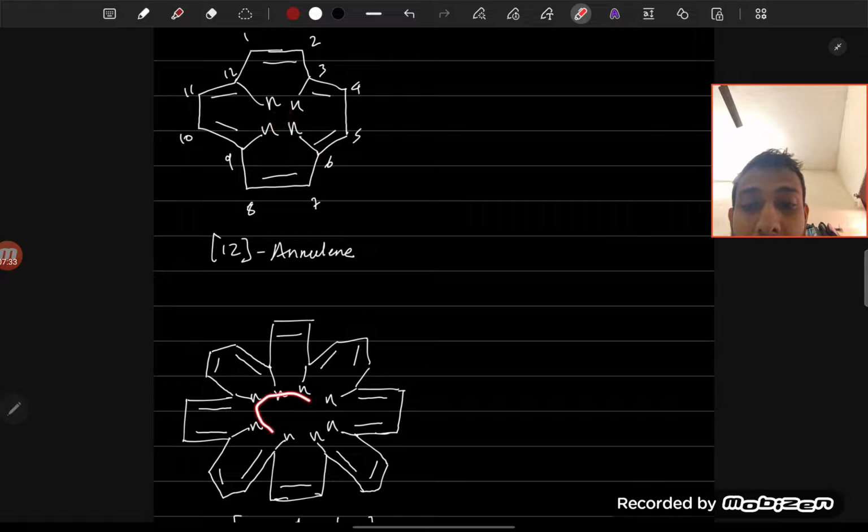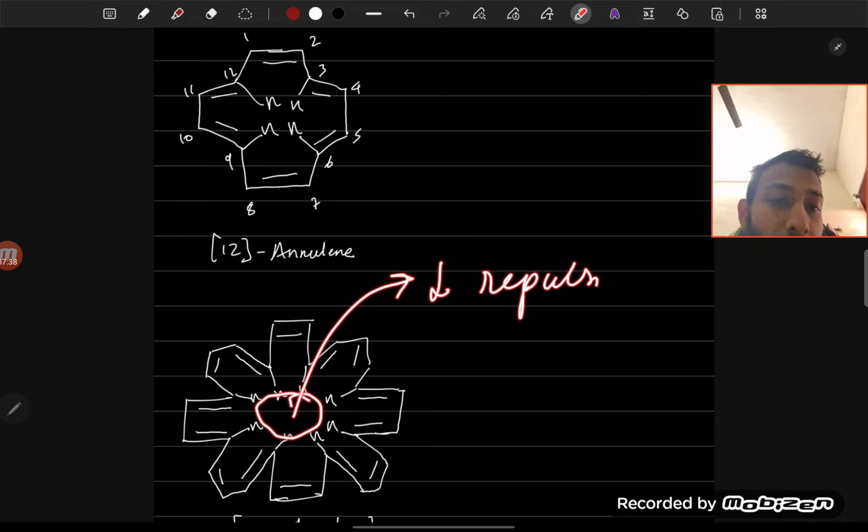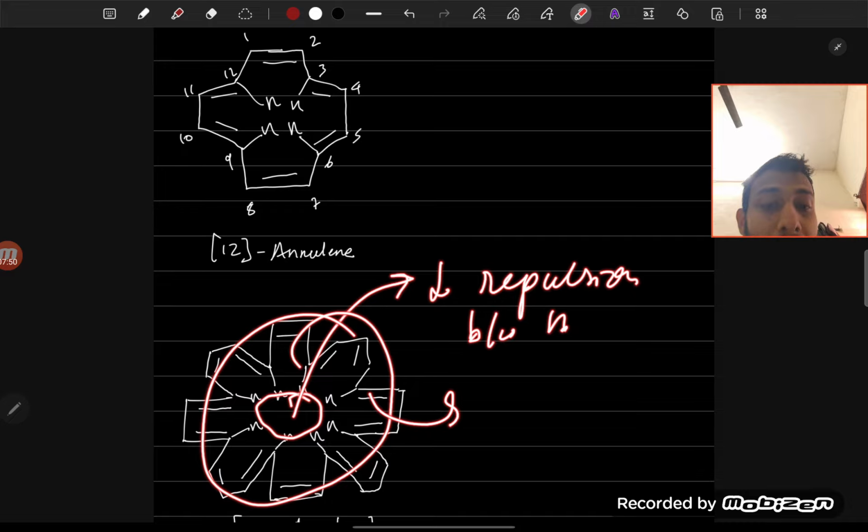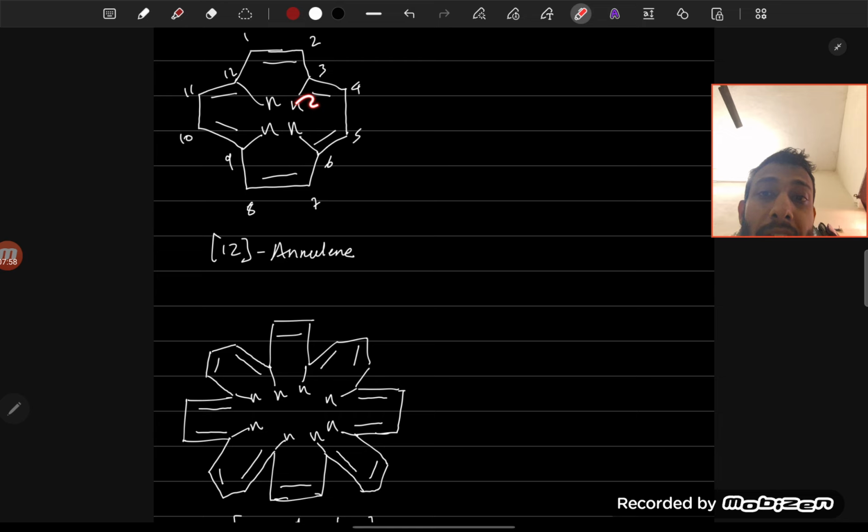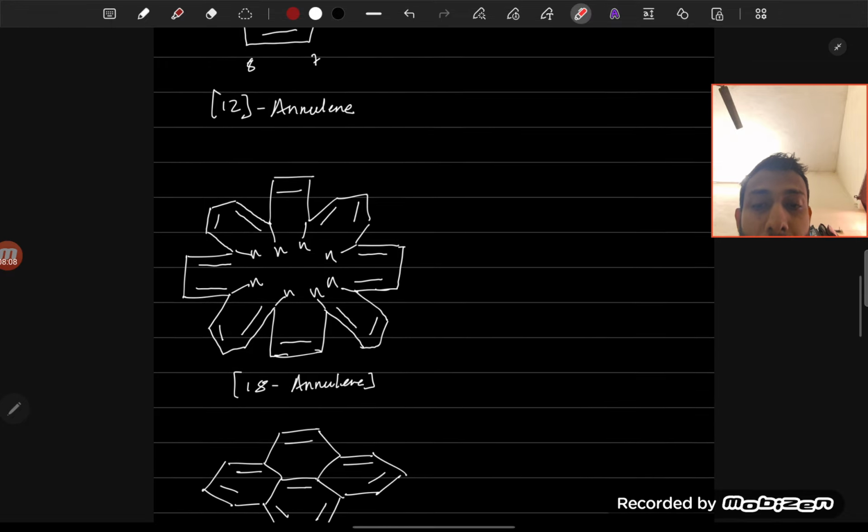So because we have a large cavity here, there is less repulsion between the hydrogen atoms, and if they have less repulsion, then they will be stable, and this molecule will lie in a single plane, and the moment it lies in a single plane, it will become an aromatic compound. The main problem is the repulsion between the hydrogen atoms. Here repulsions are more, which makes them non-aromatic, and here repulsions are less because of the large ring. So this compound is an aromatic compound.